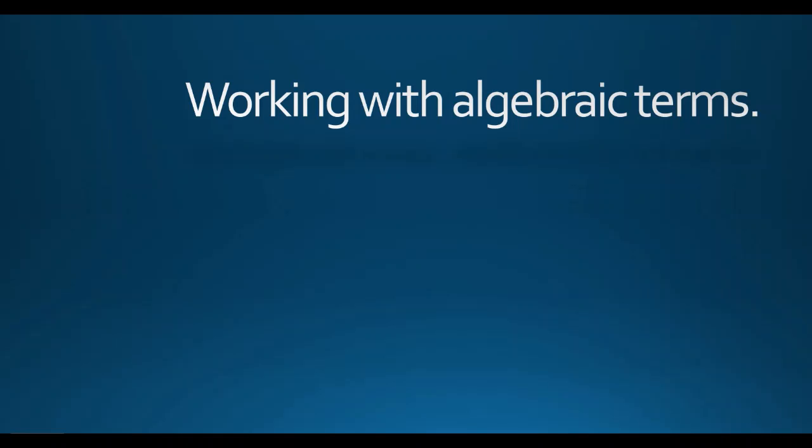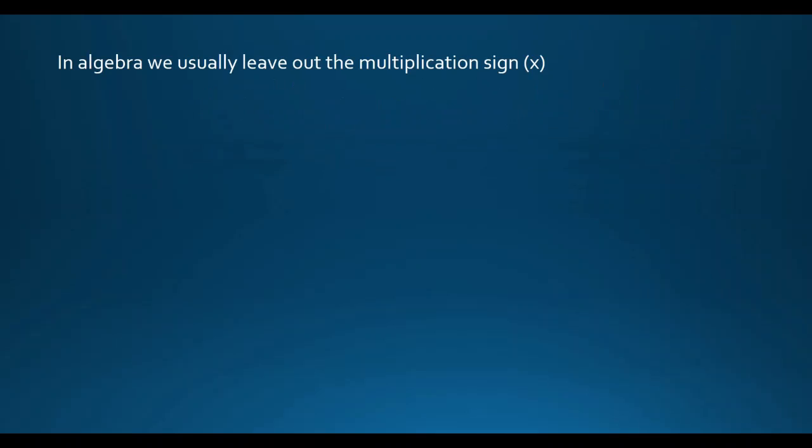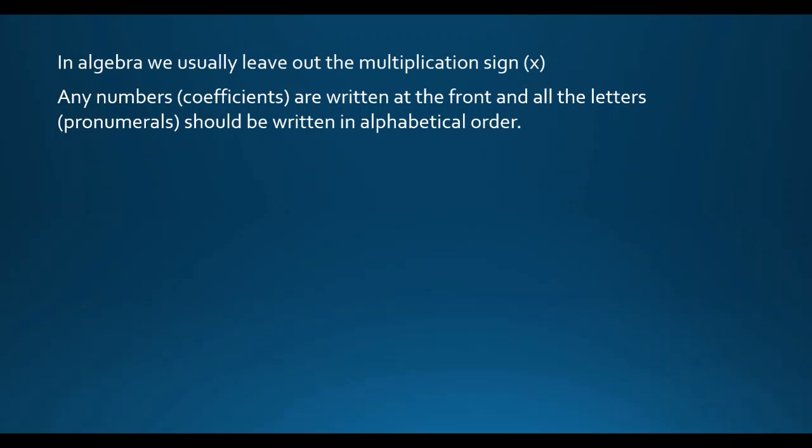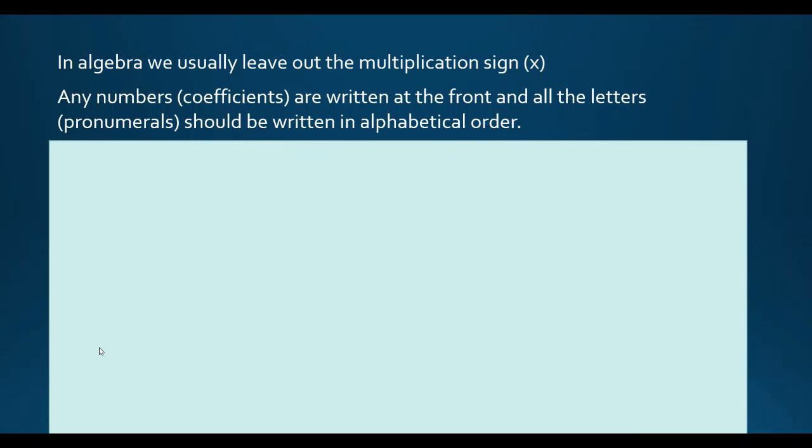In this video, we're going to look at doing some basic operations with algebraic terms. Now, when we write an algebraic term, we usually just leave out the multiplication sign. So any numbers, the coefficients, are written at the front, and all the letters, known as pronumerals, should be written in alphabetical order. So let's see what this means.